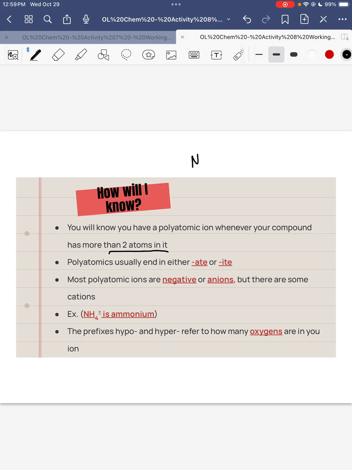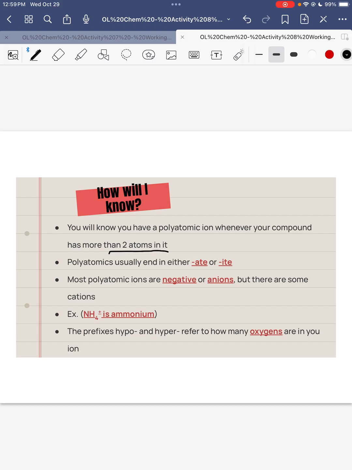But something like Na2SO4 has multiple atom types. It has a sodium, it has a sulfur, and it has an oxygen. So this is polyatomic. Another hint, most polyatomics usually end in -ate or -ite. Most polyatomics are negative or anions, but there are some cations like ammonium, for example, NH4+.